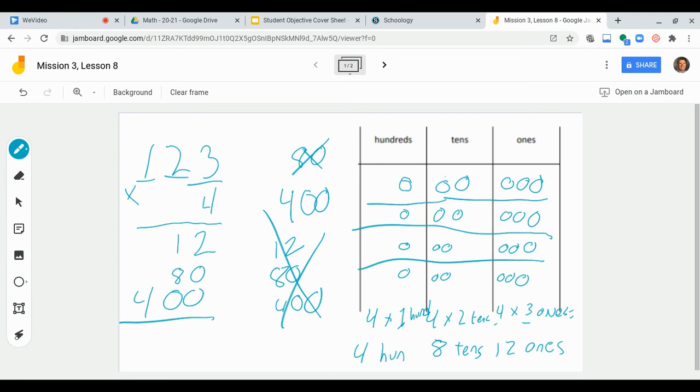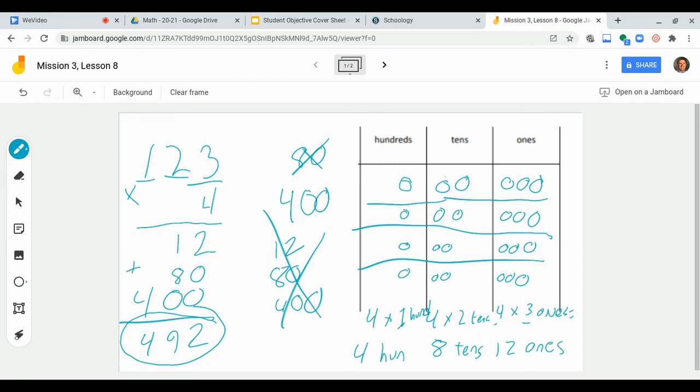And then to get my product of 123 times 4, I simply have to add all those up. So 2 plus 0 is 2. 1 plus 8 is 9. And 4 plus nothing is 4. So the product of 123 times 4 is 492.